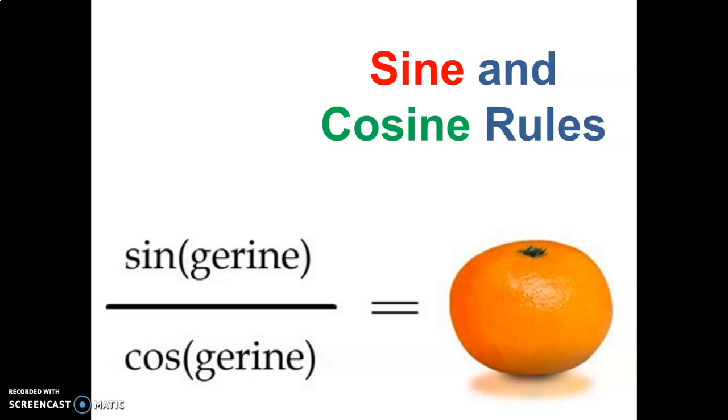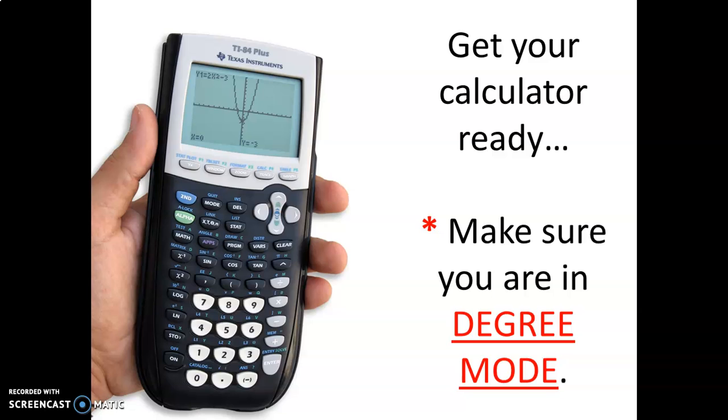In the previous lesson we saw the sine rule. In this one we're going to learn a new rule called the cosine rule, and we're going to look at when to use one or the other. You will need your calculator, of course. Make sure again you are in degree mode.